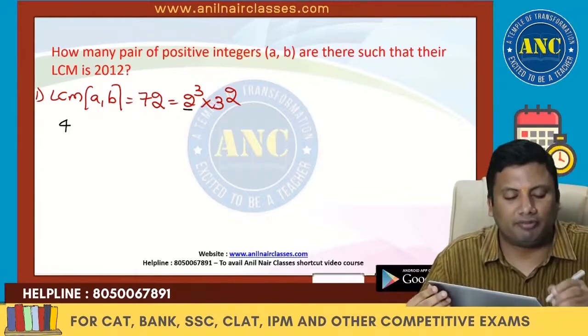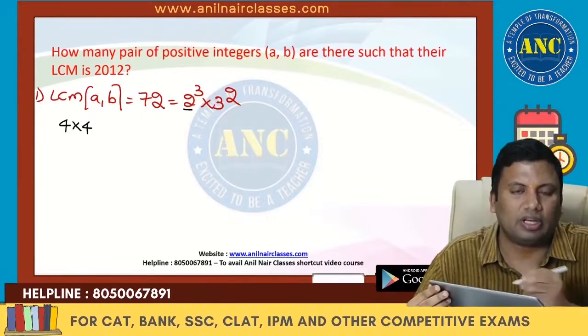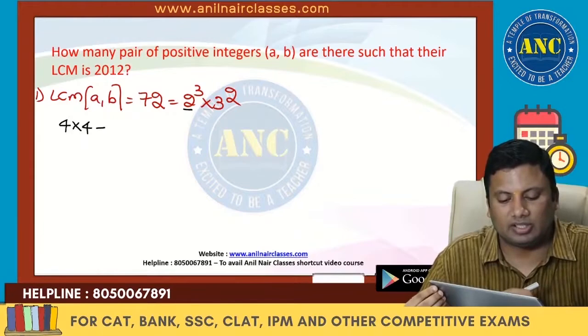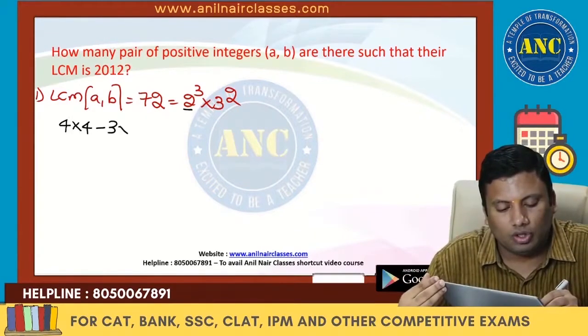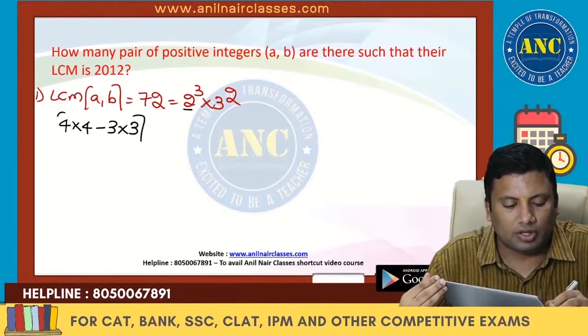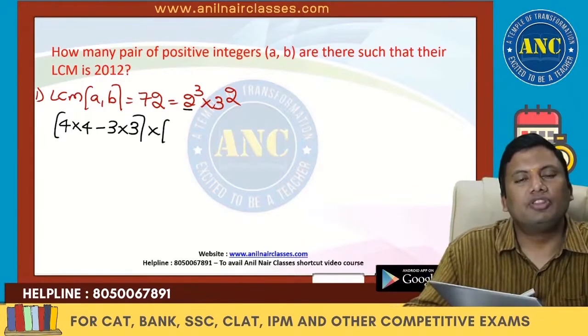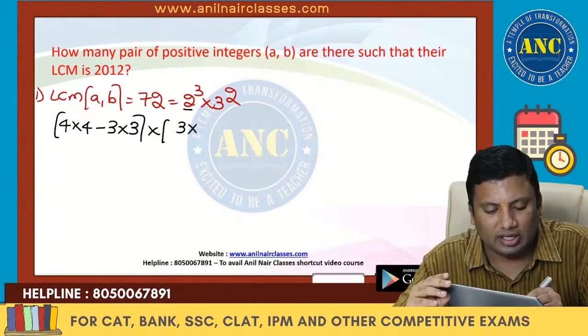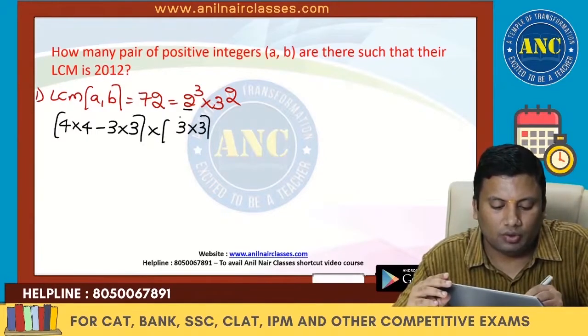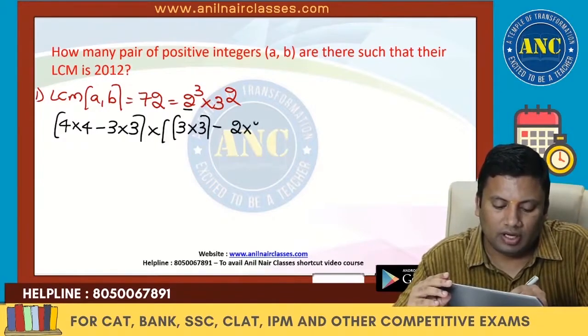A can take 4 cases, B can also take 4 cases. Minus, don't take 2 power 3: A can take 0 to 2, 3 cases. B also can take 0 to 2, 3 cases. For 3 power 2, A can take 0 to 2, 3 cases, B can take 0 to 2, 3 cases. Similarly, write 0 to 1, 0 to 1.